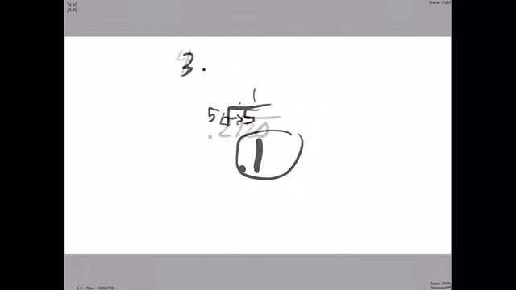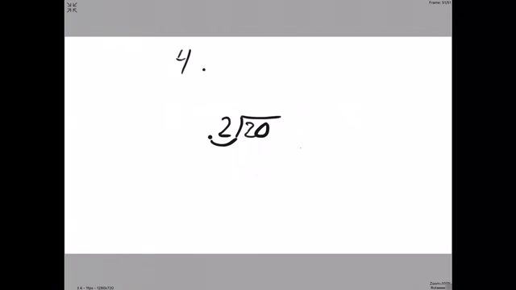Next problem is 20 divided by 0.2. Since there's a decimal on the outside, you move it, and you move it on the 20 too. So now it becomes 200 divided by 2, and that equals 100.